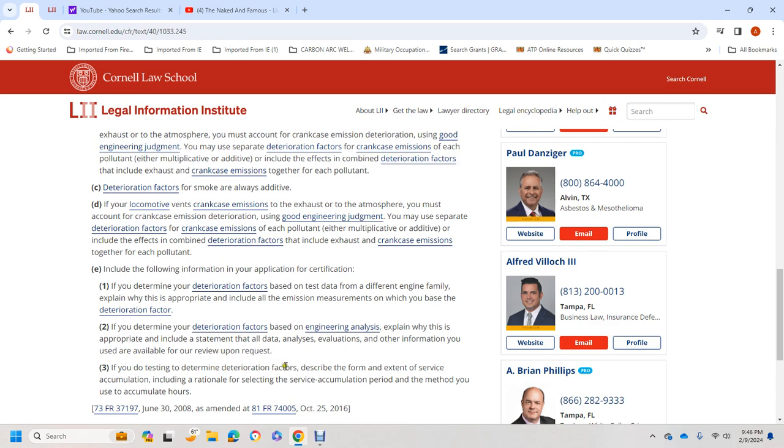If you use testing to determine the deterioration factor, describe the form and extent of the service accumulation, including the rationale for selecting the service accumulation period and the method used to accumulate hours.